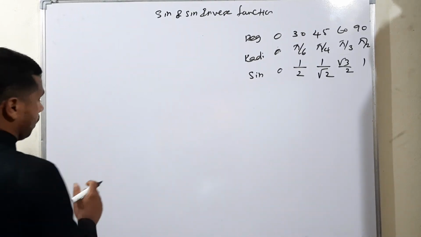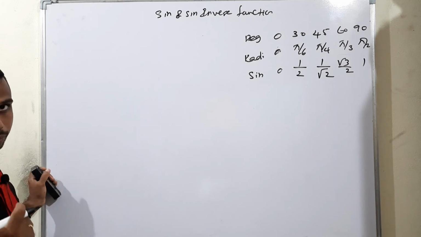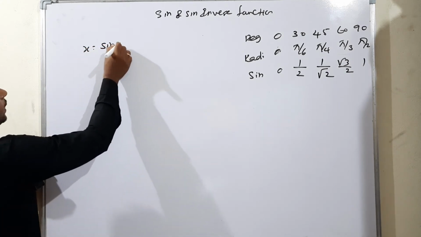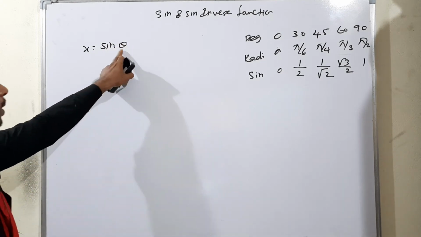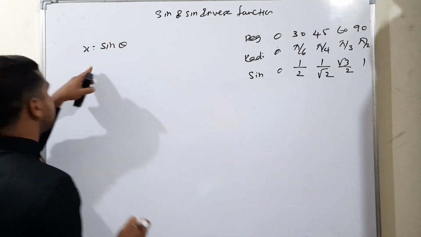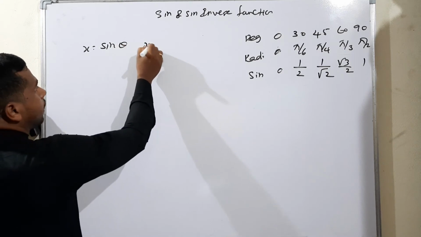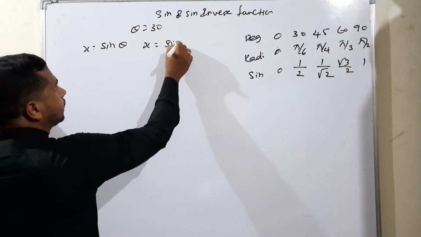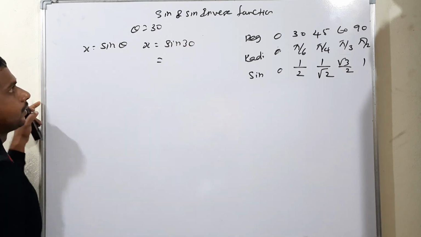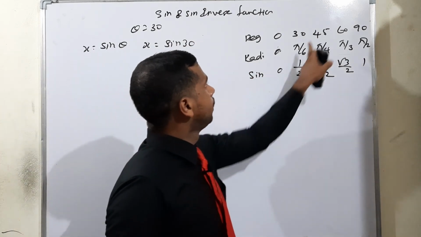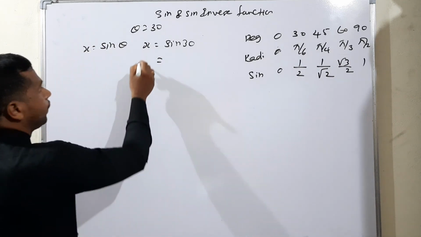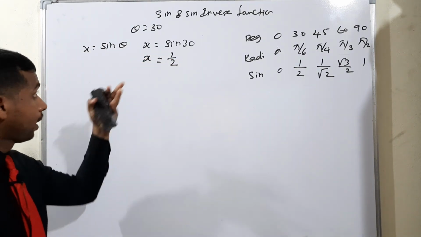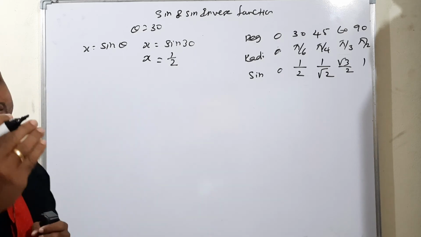Then how do we go from basic trigonometric to inverse trigonometric? For example, x is equal to sine theta. Consider theta is equal to 30. This is the basic trigonometric function, so x is equal to sine 30. Sine 30 is equal to 1 by 2, therefore we can say x is equal to 1 by 2. This is the trigonometric function. How do we find the same function in inverse trigonometric?